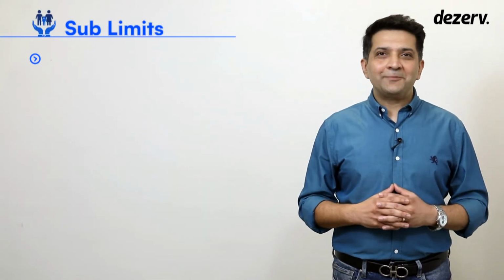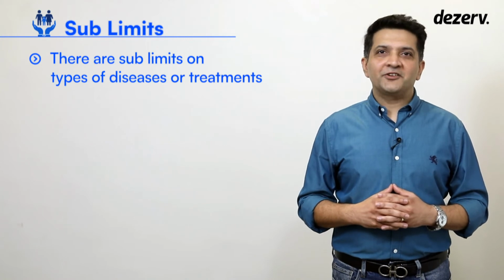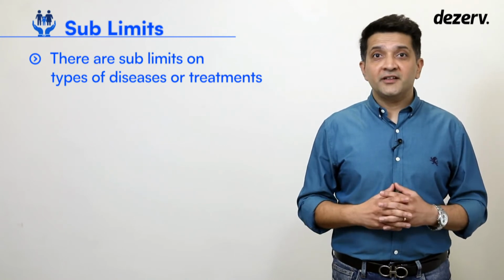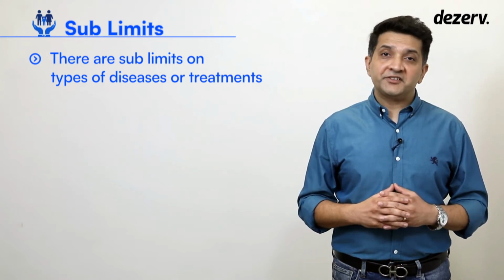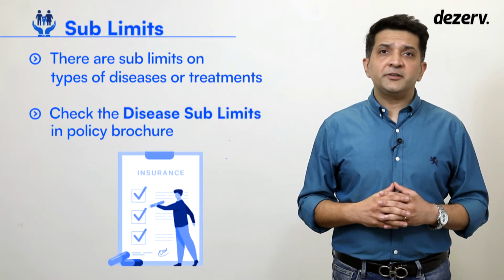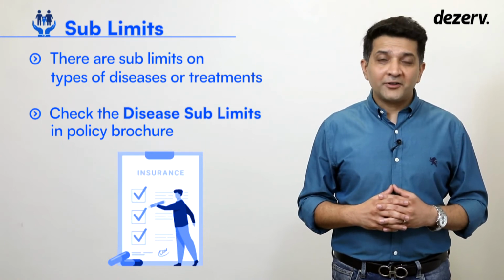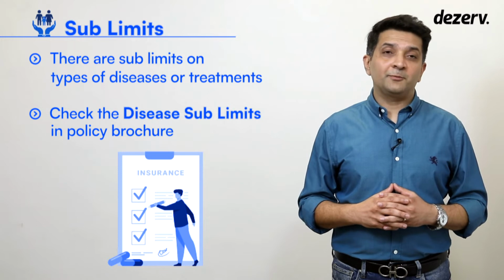Sublimits. Like caps on room rent, there are sublimits on types of diseases or treatments. In case of disease-wise sublimits, policies have a cap for different diseases. Go through the policy brochure and check the disease sublimits. Always opt for policies that have no or minimal sublimits.